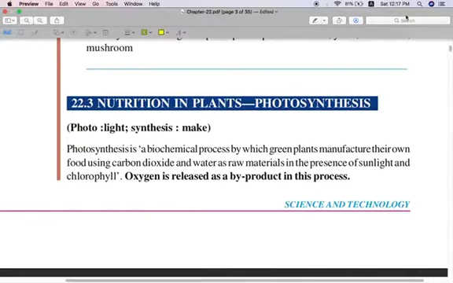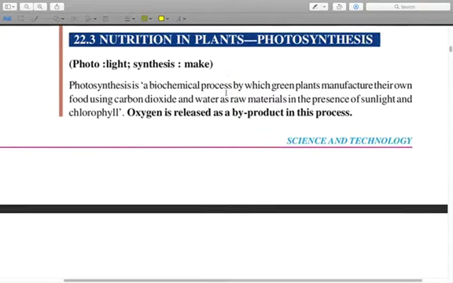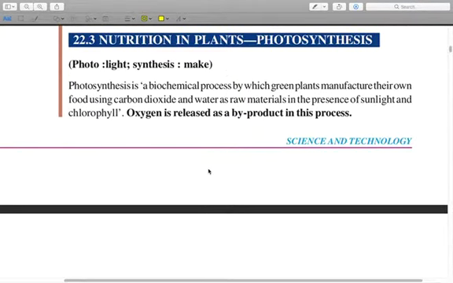The next is nutrition in plants, that is photosynthesis. As I told before, we will see photosynthesis in detail. Photo means light, and synthesis means to make or produce something. So photosynthesis is a biochemical process. Chemicals are involved in it, like water, which is also a chemical, and it is also a biological process.